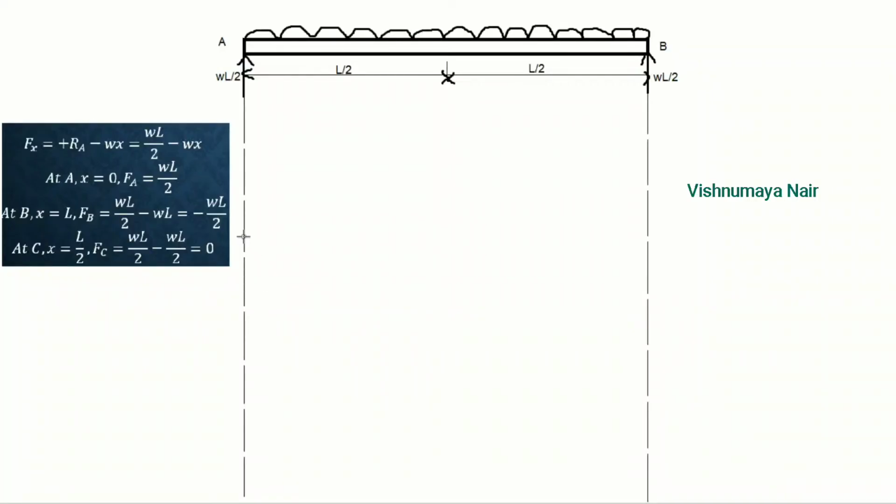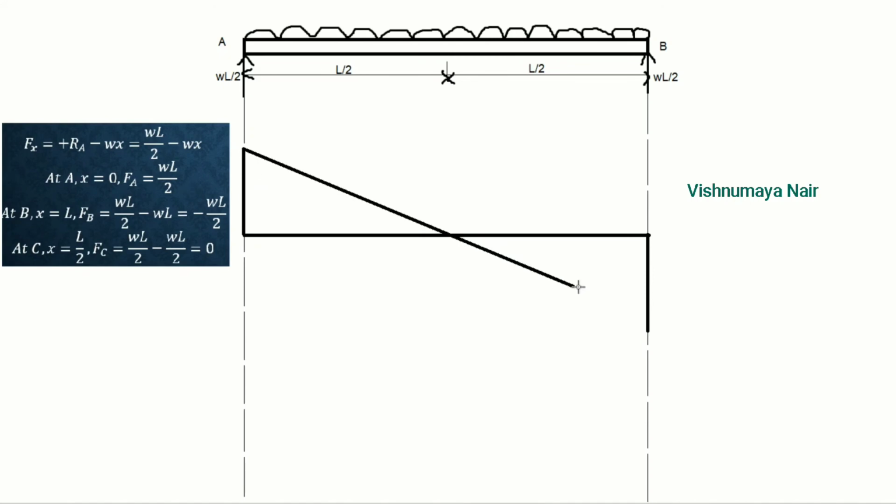Let's draw the shear force diagram. For that, we have to draw the baseline first. This is the baseline. Now, at this end A, we have shear force equal to plus WL by 2. So, we'll mark that above the baseline. Now, at this end B, we have shear force equal to minus WL by 2. So, we'll mark it below the baseline like this. Now, this is plus WL by 2 and this is minus WL by 2. Now, we'll join this point and this point using a straight line like this.